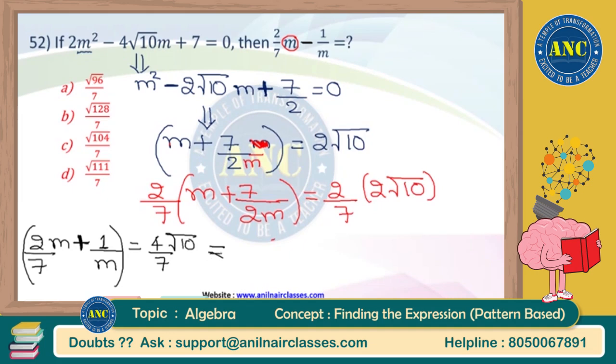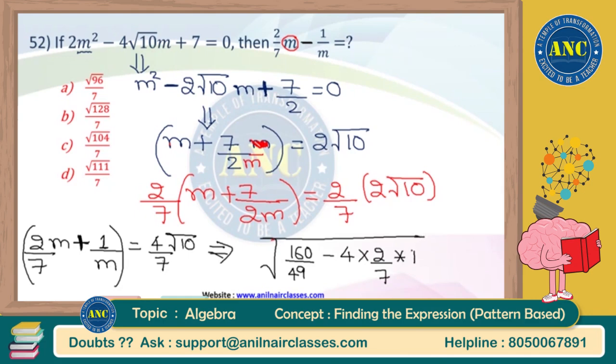From this particular equation, I can easily say that 2 by 7m minus 1 by m can be easily written as plus or minus square root of k square minus 4ab. K square is nothing but 4 by 7 root 10 whole square. That means it is 16 divided by 49, and root 10 whole square is 10, so multiply 16 by 10, which is 160 over 49, minus 4ab. The a value is the coefficient of m, which is 2 by 7. The b value is the coefficient of 1 by m, which is 1.